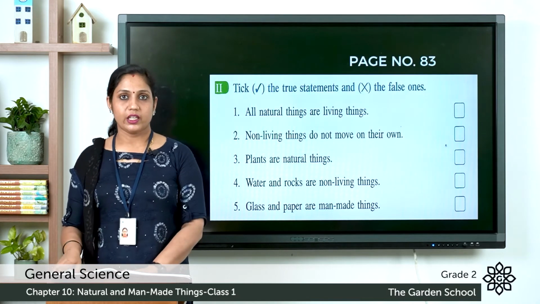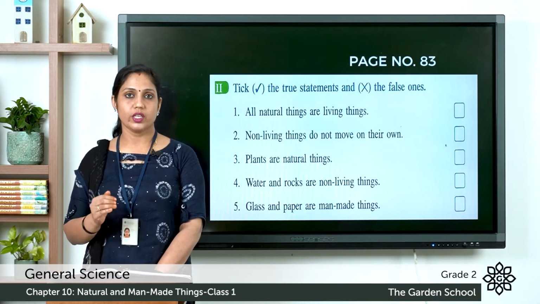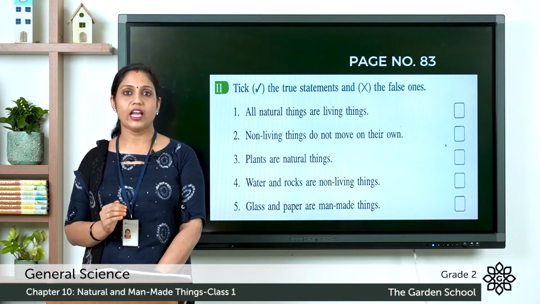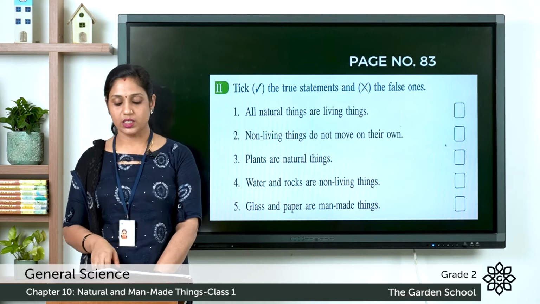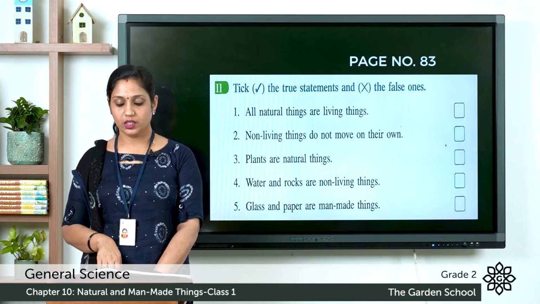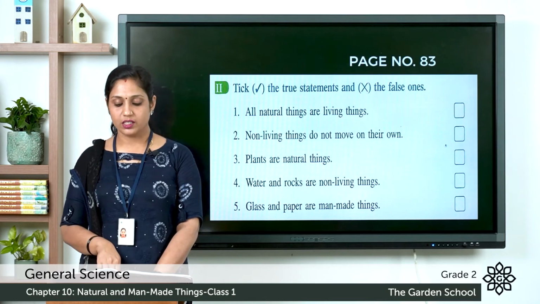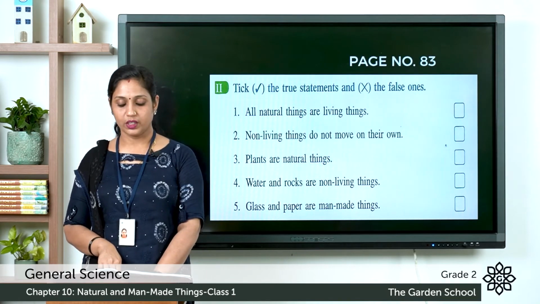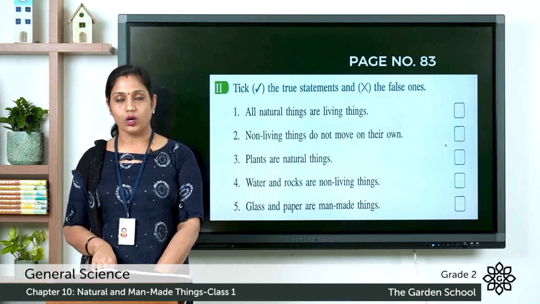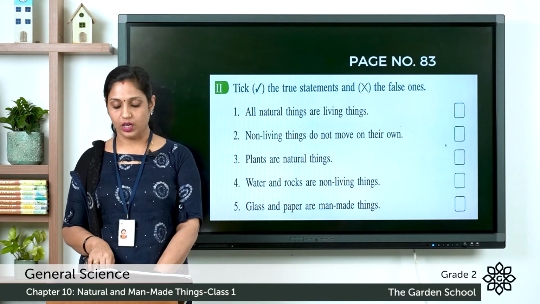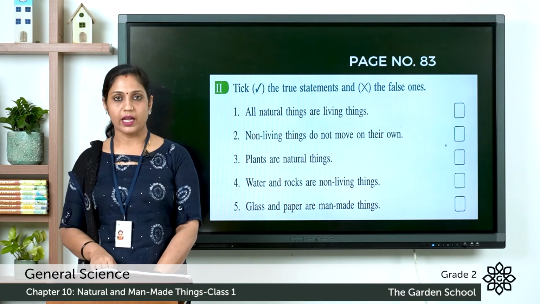Now let's look at the second question. Tick the true statements and the false ones. So here some sentences are given. We have to tick the correct statement and cross the false one. So let's look at the question. The first one, all natural things are living things. The second one, non-living things do not move on their own. Third one, plants are natural things. Fourth, water and rocks are non-living things. Fifth, glass and paper are man-made things.